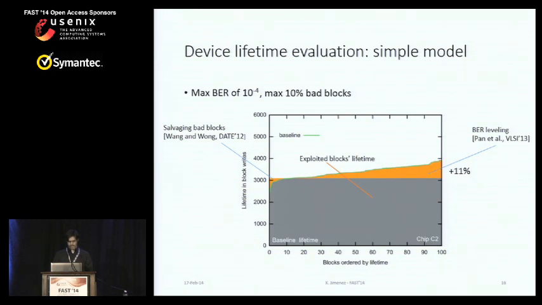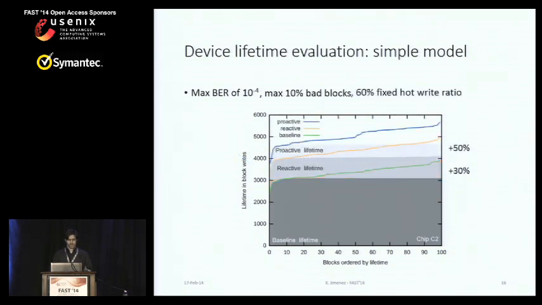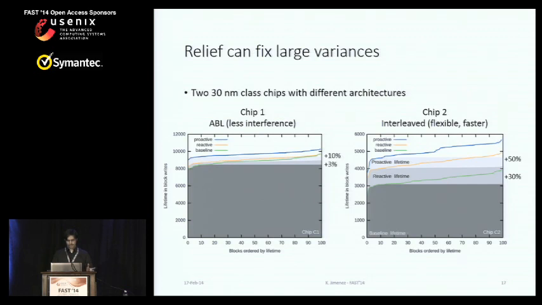Now, if we look at what we can get with the reactive approach and the proactive approach, it goes between 30% and 50% improvement. So this is for chip number 2, which has quite a large variance. This is the data you've seen on the first slide. But if we look at the first chip, we see some more disappointing results. There is in effect much less variance.